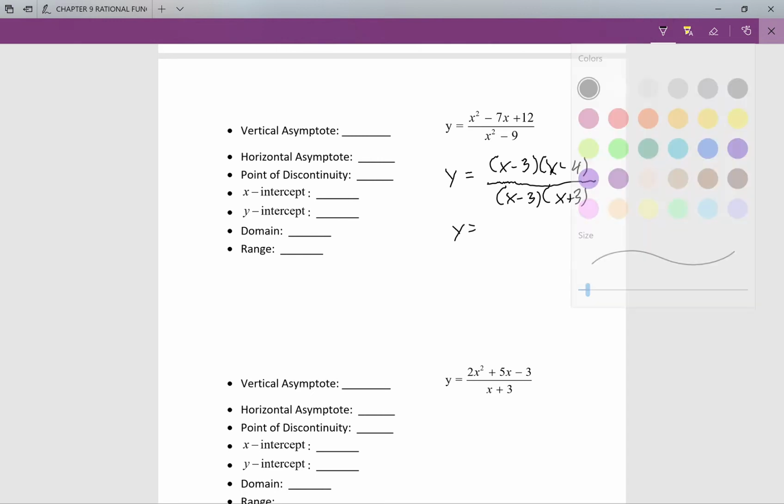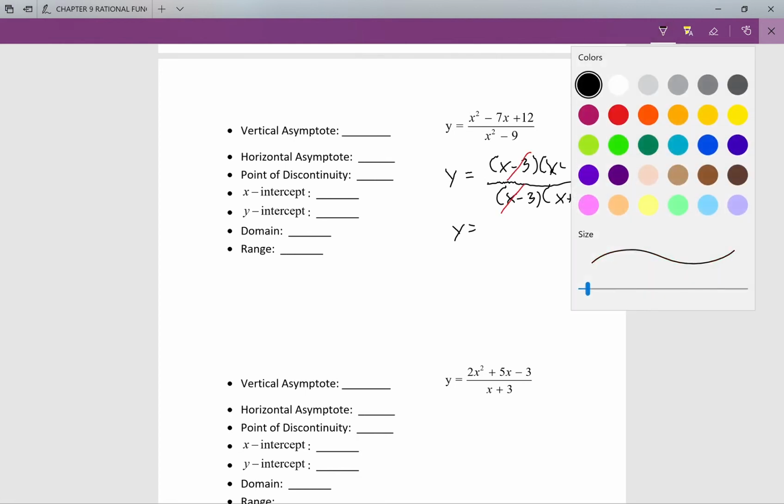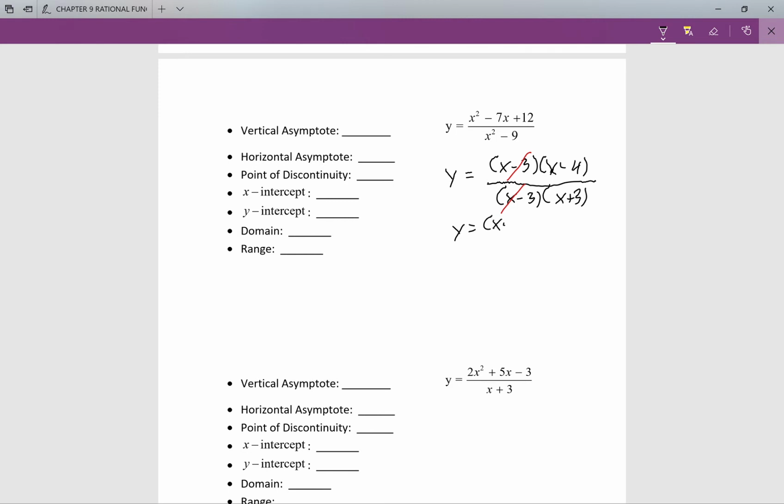Then from here, we're going to do our sweet cancellation where the x minus 3 cancels out. And I get y equals x minus 4 all over x plus 3. Now again, rolling through all of the information that I have present to me right here, my vertical asymptote is going to occur, denominator equaling 0, so it's going to occur at x equals negative 3. My horizontal asymptote, again, I see that the powers match on the top and the bottom, so it's just going to be dividing the lead coefficients, and it'll be at y equals 1.